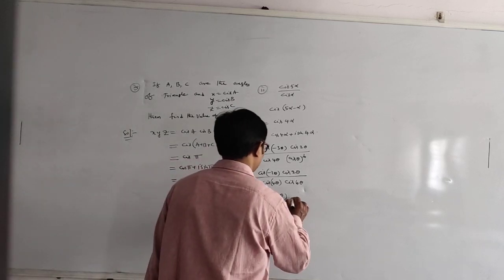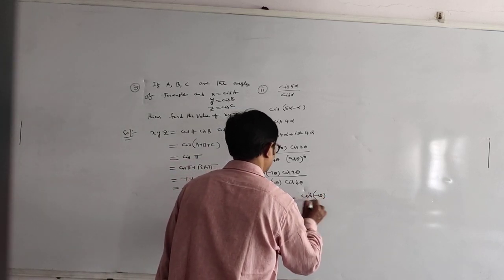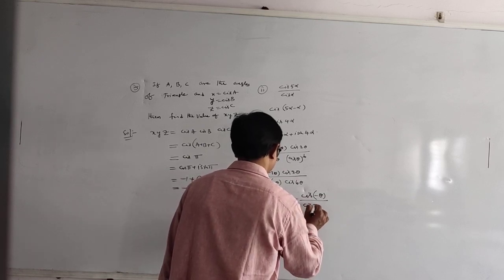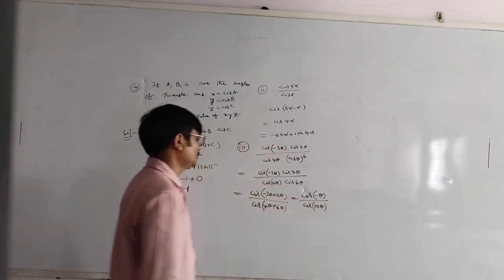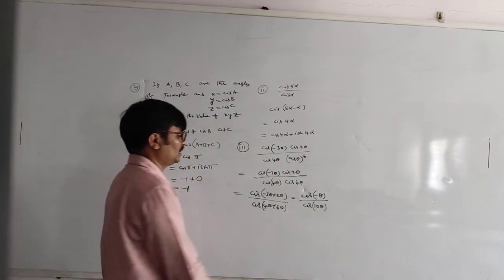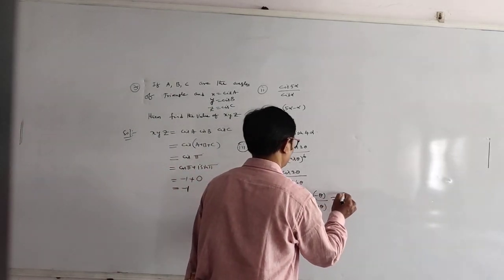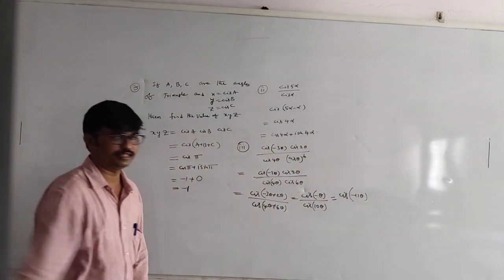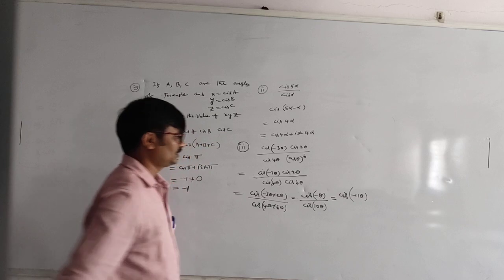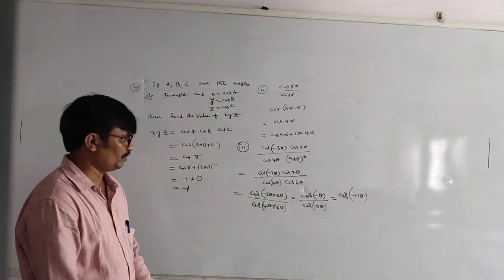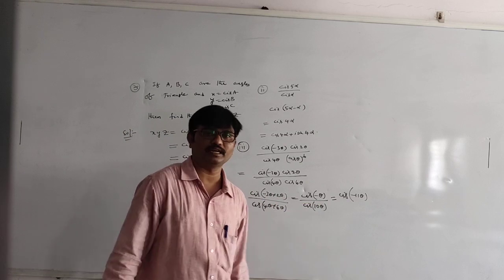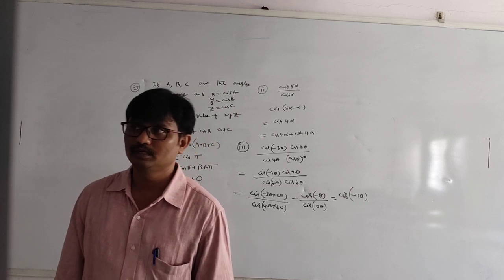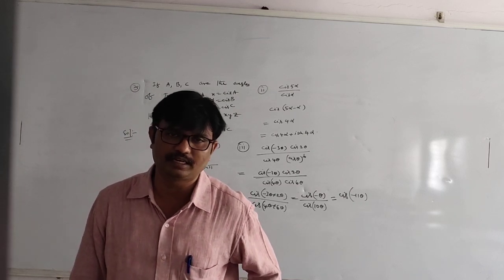Now students, this can be written as cis of minus theta by cis of 10 theta. Cis A by cis B is cis of A minus B, so this is cis of minus 11 theta. Cis of minus 11 theta is cos of 11 theta minus i sin of 11 theta. Okay students.